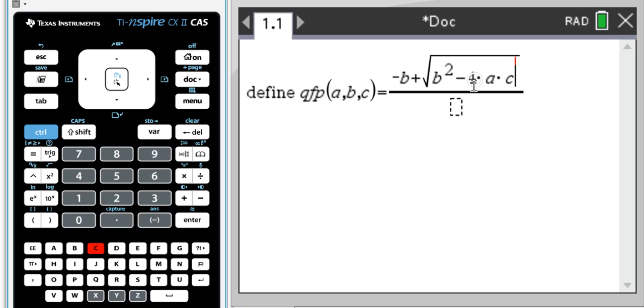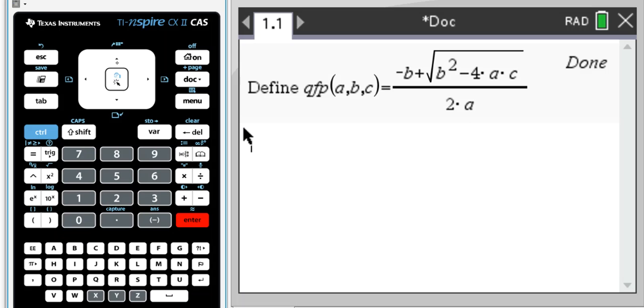I'm not sure if you can get away with skipping those multiplication buttons, but I always type them just to be safe. I would recommend that you do the same. When we jump down to the bottom of the denominator, we can type 2 times a, and now we're done. We've defined the quadratic formula plus to be dependent upon a, b, and c, and then this is the formula to be executed. And we'll just press enter. Now the program has been stored.